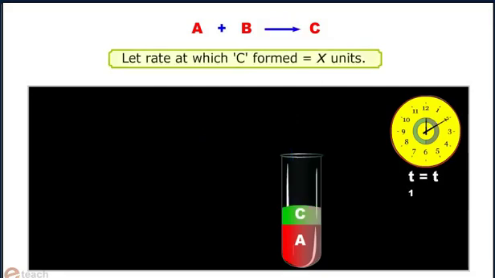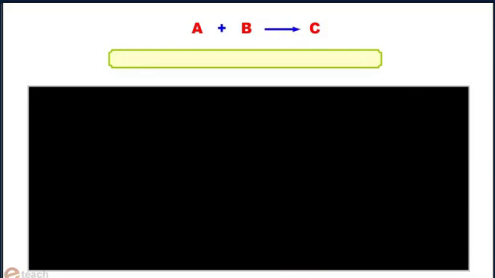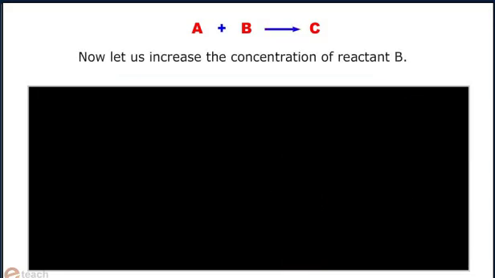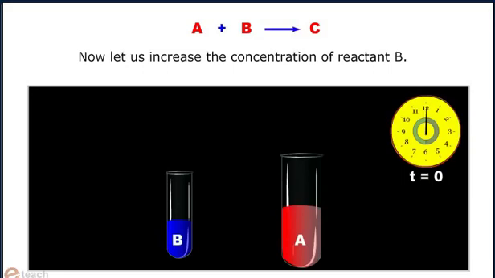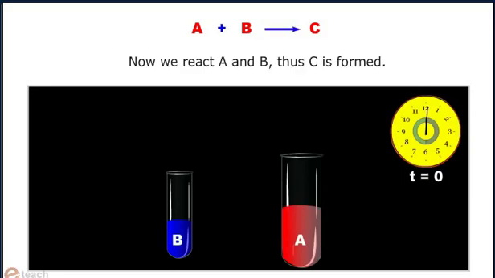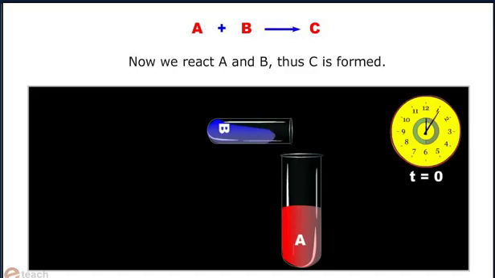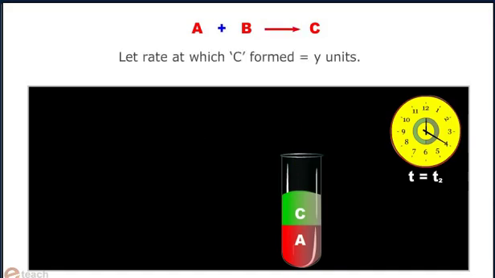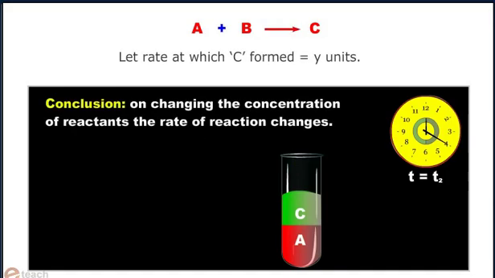Let the rate at which C is formed be equal to X units. Now let us increase the concentration of reactant B. Now we react A and B and thus C is formed at time T2. Let the rate at which C is formed be equal to Y units. From this, we conclude that on changing the concentration of reactants, the rate of reaction changes.